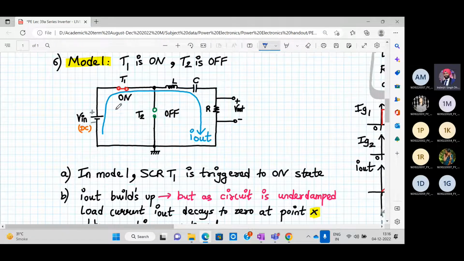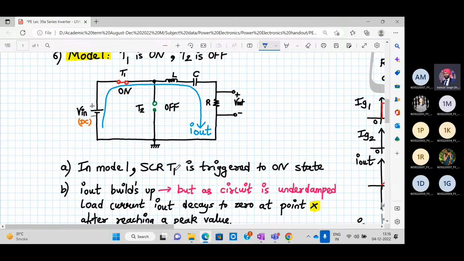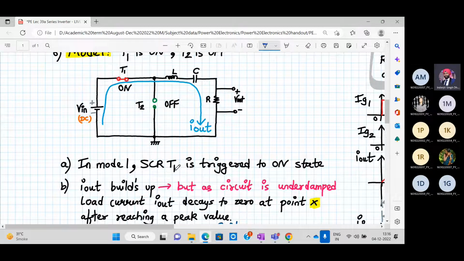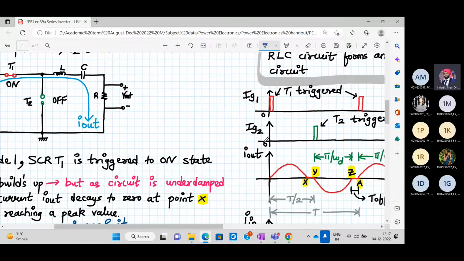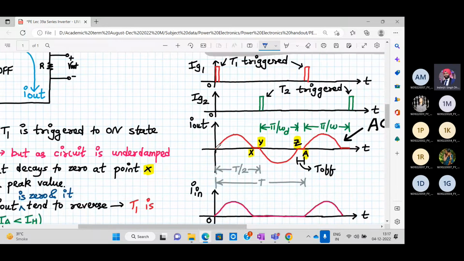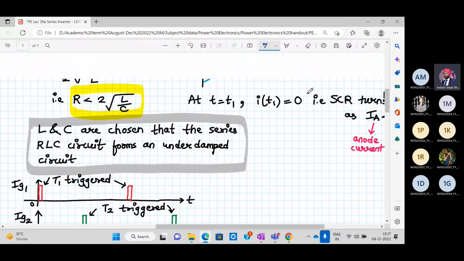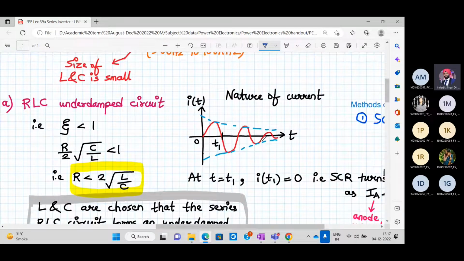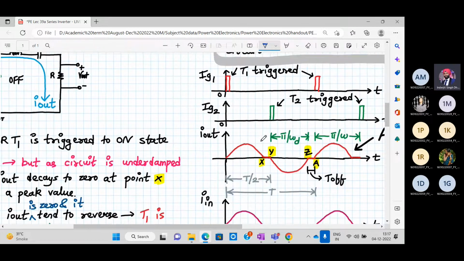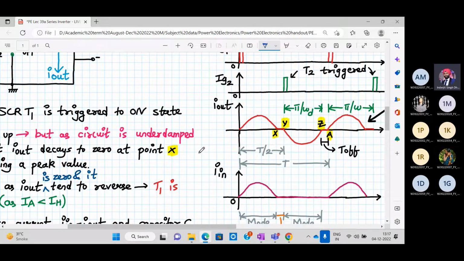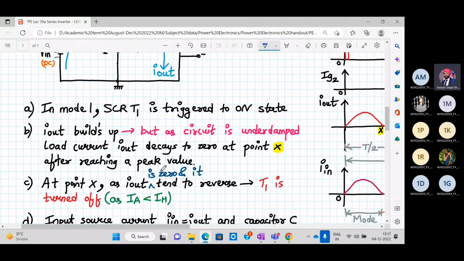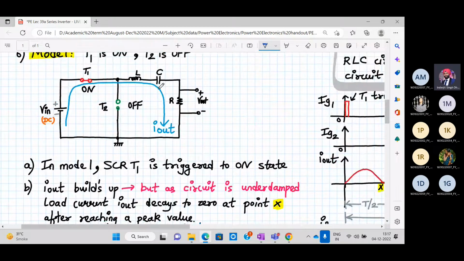Since we have an RLC circuit, we will have underdamped oscillations, and the I out current will keep on rising, reach a peak, and then go to near 0, because it follows this underdamped nature of current. So it becomes 0 at point X. What happens over here is SCR1 is triggered to the on state. T off is still off.